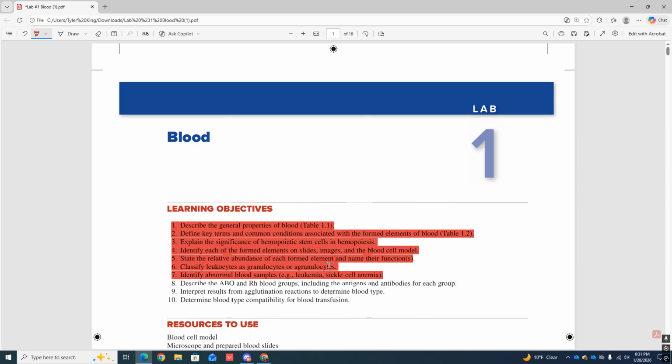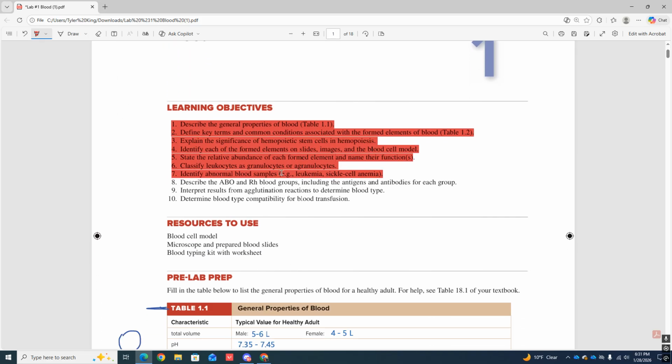Okay, so we have three more learning objectives to go. We're going to talk about the blood groups very quickly, because I know you guys have been over this many times. We're going to interpret the results from agglutination reactions to determine someone's blood type, and then determine blood type compatibility. So we'll do that in our next video.